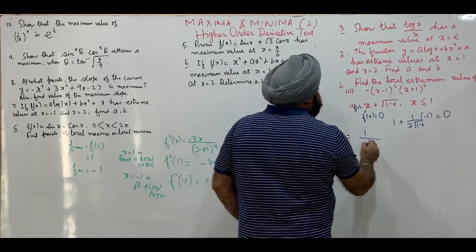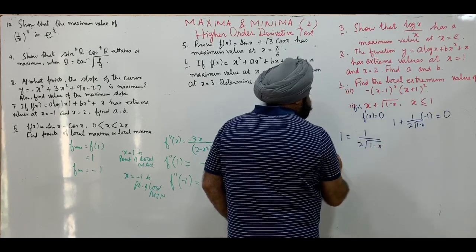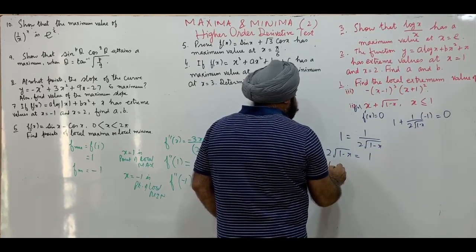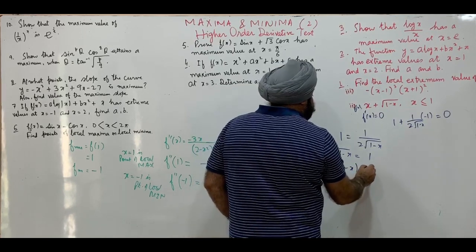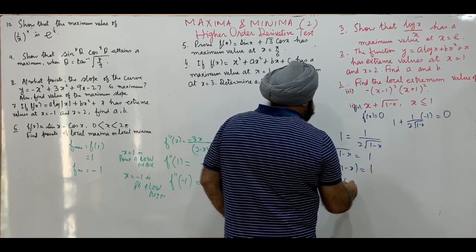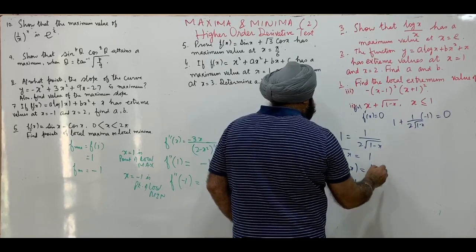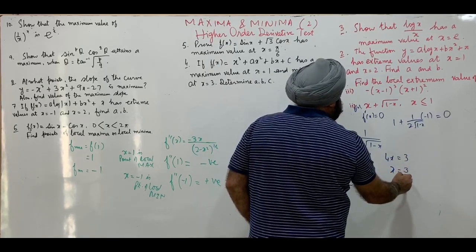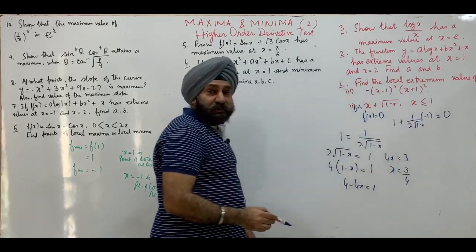This is 1 by 2 into root of 1 minus x. 2 into root of 1 minus x is 1, or 4 into (1 minus x) is 1. This is 4 minus 4x is 1, or 4x is equal to 3, or x is equal to 3 by 4. This value is less than or equal to 1. So we will consider this.